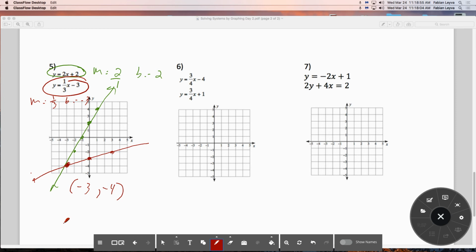So how many solutions do we have? We have one solution, because again, there's only one intersection point. So this is a very stereotypical problem of what we've done. Let's see what happens when we do 6 and 7.